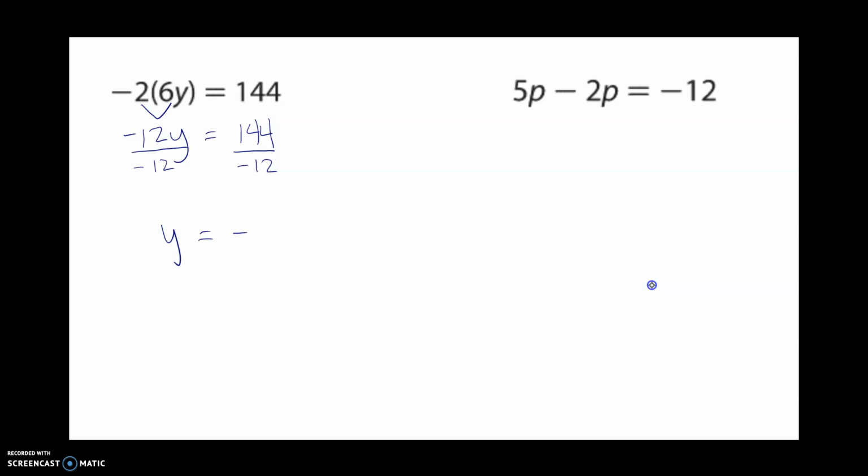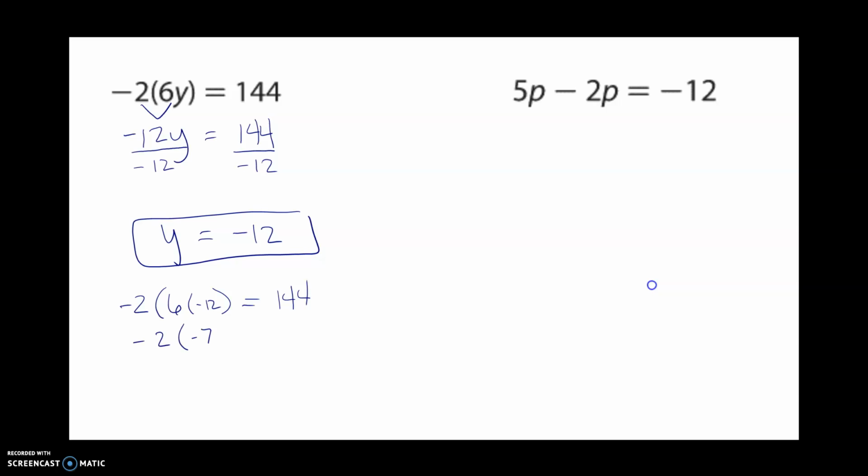I get y equals negative 12. If you need to plug that back in, you can do negative 2 times 6 times negative 12 equals 144. I get negative 2 times negative 72. Negative times negative is a positive. 72 times 2 is 144. So my check worked out.